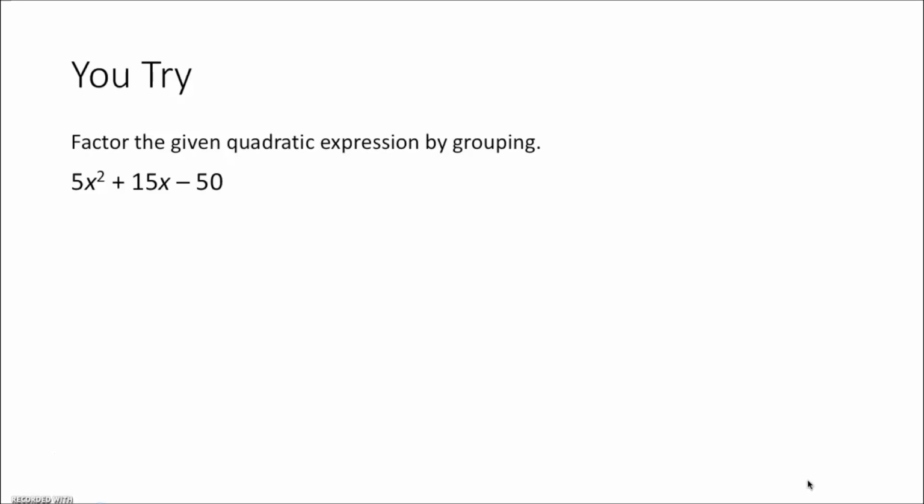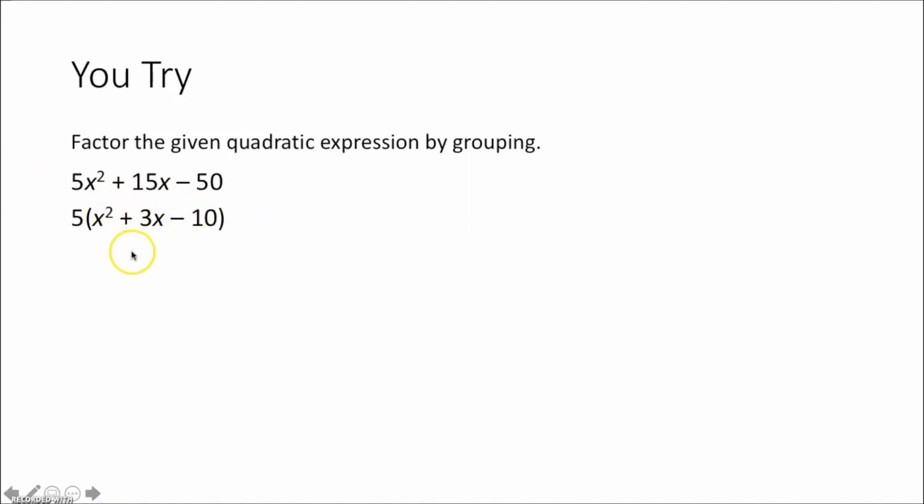You try. Okay, so again, anytime you're factoring, look for a greatest common factor we can take out at the beginning. I think each of these terms is divisible by 5. So let's go ahead and take out a 5. So we put 5 on the outside of a set of parentheses, and on the inside we put each of these terms divided by 5. There you go. Now we can take this x squared plus 3x minus 10 and factor that by grouping.